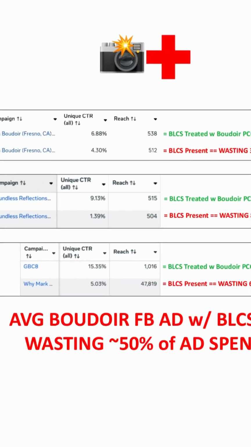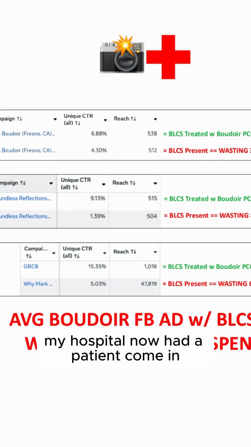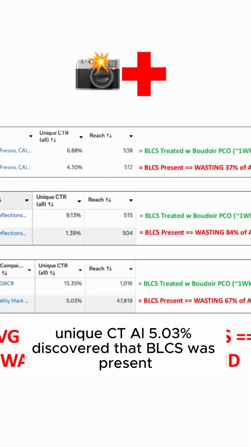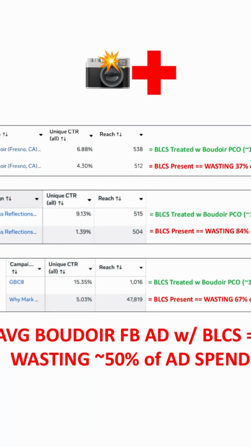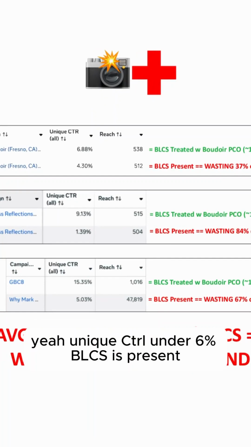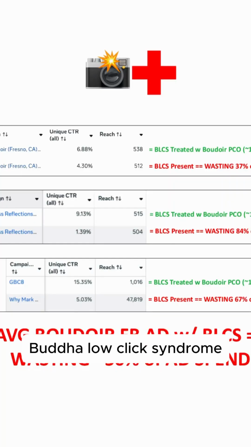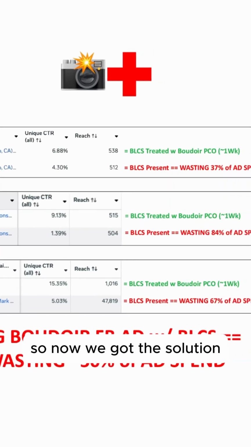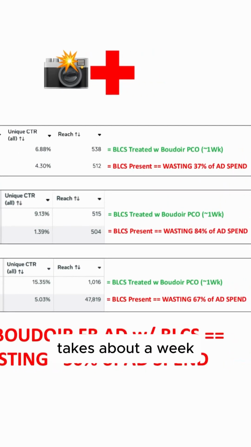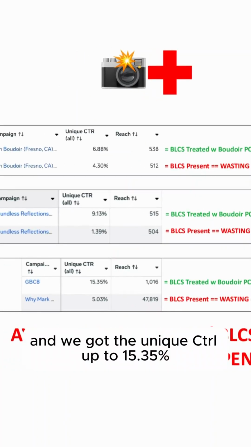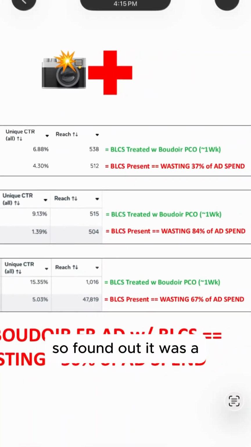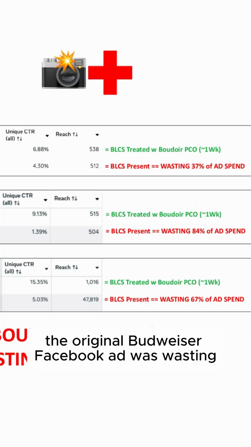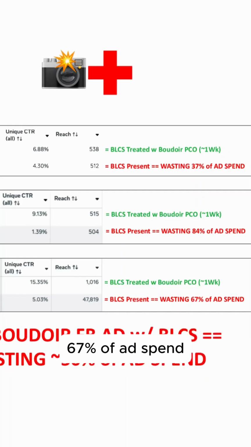Finally, my hospital now had a patient come in, unique CTR 5.03%, and we discovered that BLCS was present. Unique CTR under 6%, BLCS is present, Boudoir click syndrome. So now we've got the solution. We can treat it with Boudoir Pico, which takes about a week. And we got the unique CTR up to 15.35%. So we found out the original Boudoir Facebook ad was wasting 67% of ad spend.